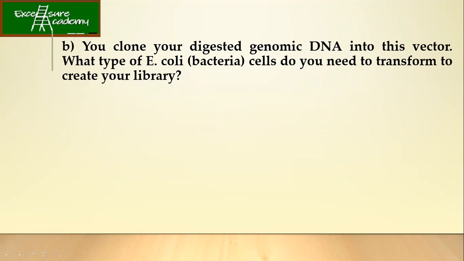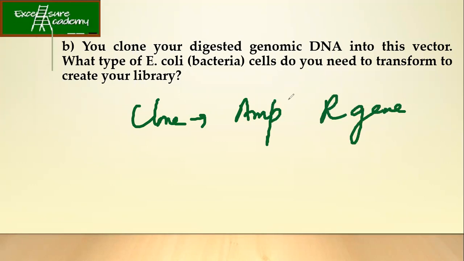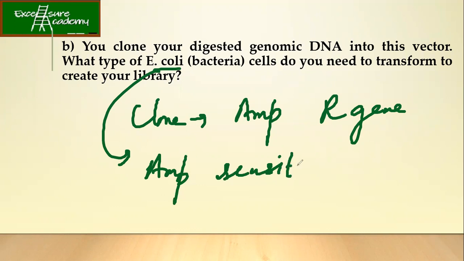So already we have said that in the clone, we need to have the ampicillin resistance gene, right? So what kind of cells then do I need? So I need cells which are going to be ampicillin sensitive cells. So that's how I'll understand whether the cloning has been done or not. So if the cells are sensitive to the ampicillin, it means it's not getting the clone, right? So whatever is resistant is my new clone.